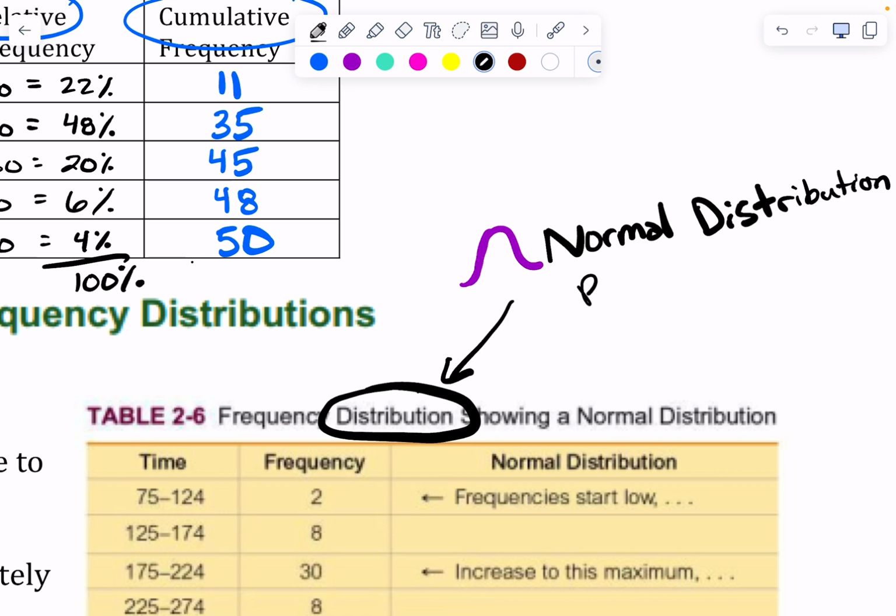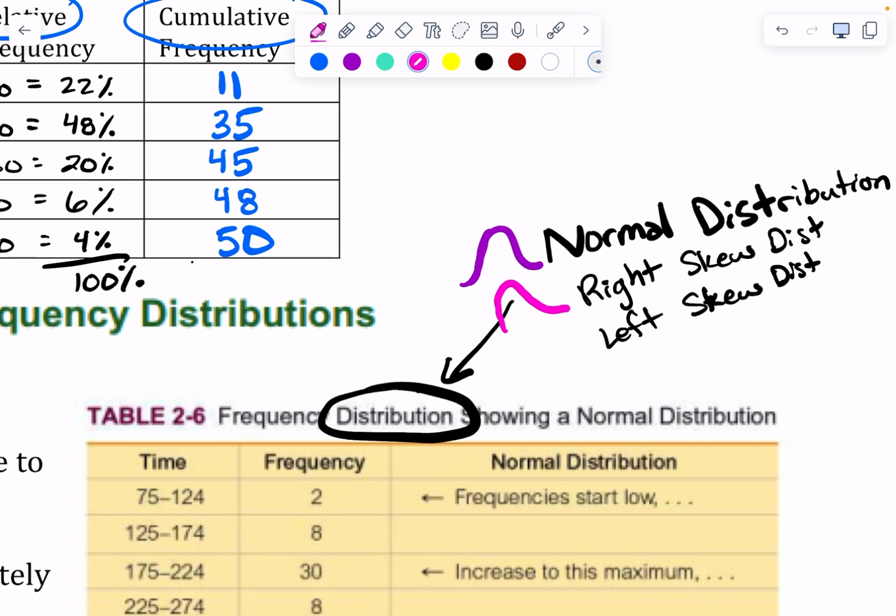Or we have a right skew distribution. It's mentioned later on. I'm getting ahead of myself, but it's fine. And a left skew distribution. A right skew is the hump on the left, and the left skew is the hump on the right, because it's the opposite of what you think. Right skew, the hump is on the left; left skew, the hump is on the right. When I taught this last year, I was like, it makes total not sense because it's the opposite of what you think.